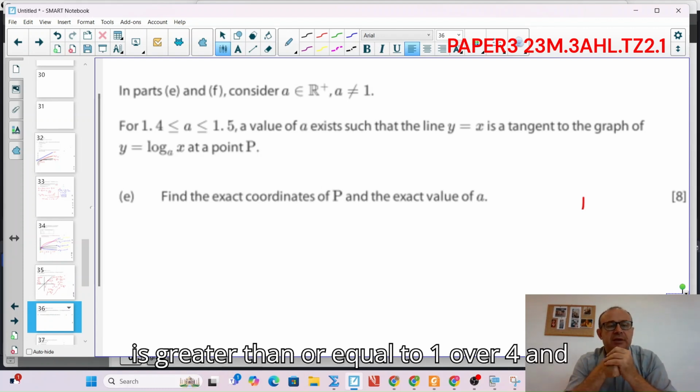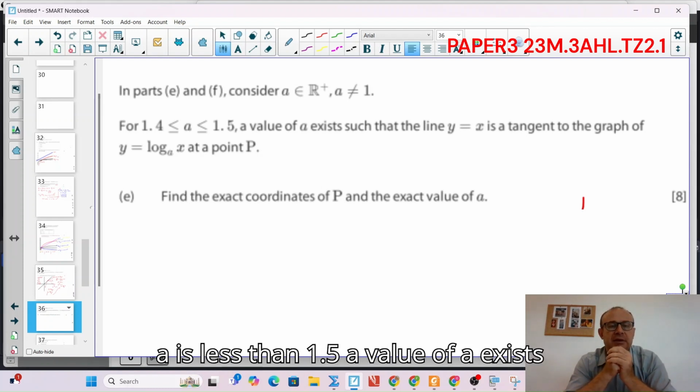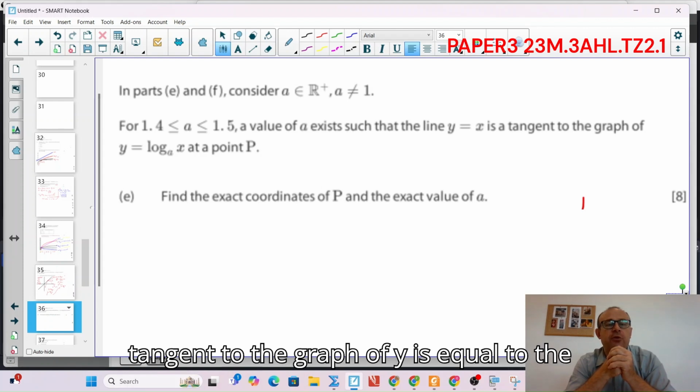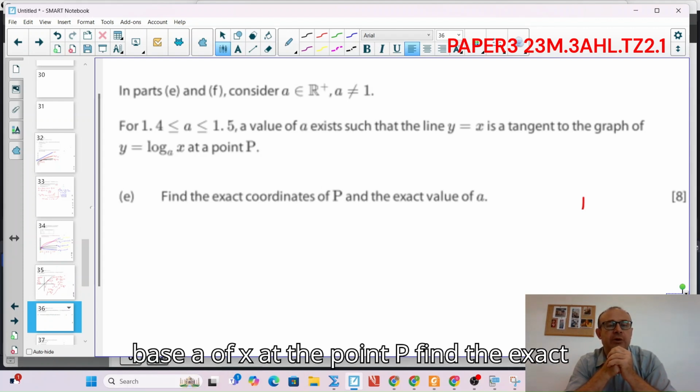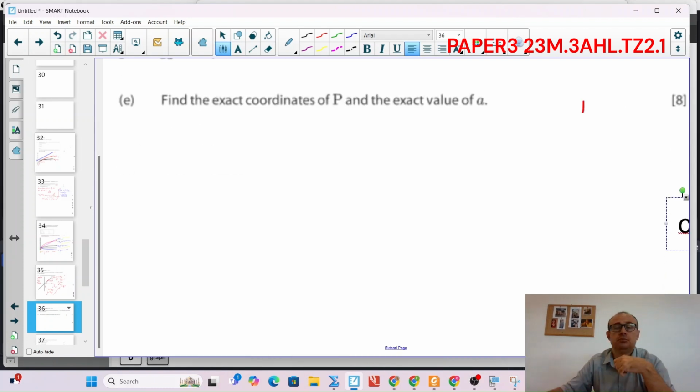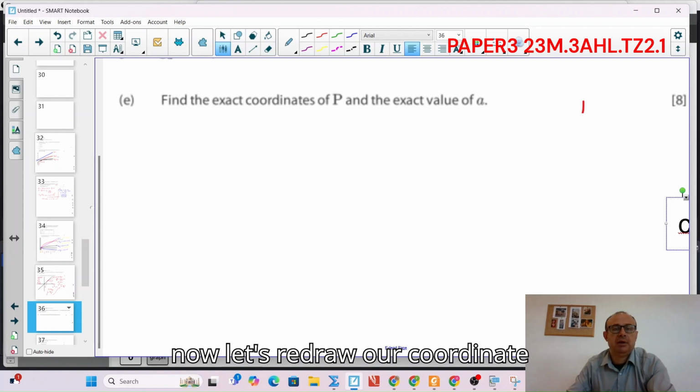a is greater than or equal to 1.4 and a is less than 1.5. A value of a exists such that the line y equals x is a tangent to the graph of y equals log base a of x at a point P. Find the exact coordinates of P and the exact value of a. Now let's redraw our coordinate plane.